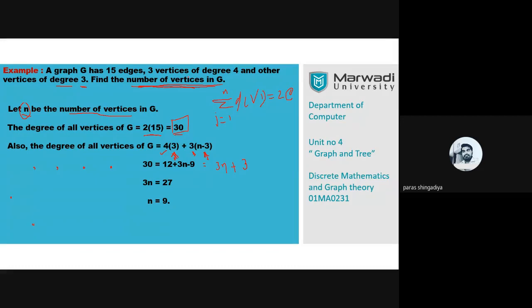So the degree of 3 vertices is 4, and the degree of the remaining 6 vertices is 3. Clear? So consider the 9 vertices in such a position, and now connect them by using the 15 edges. Clear? The edges are also fixed. You have to use 15 edges there and draw the shape. So try it, and then afterwards we'll discuss the remaining part.